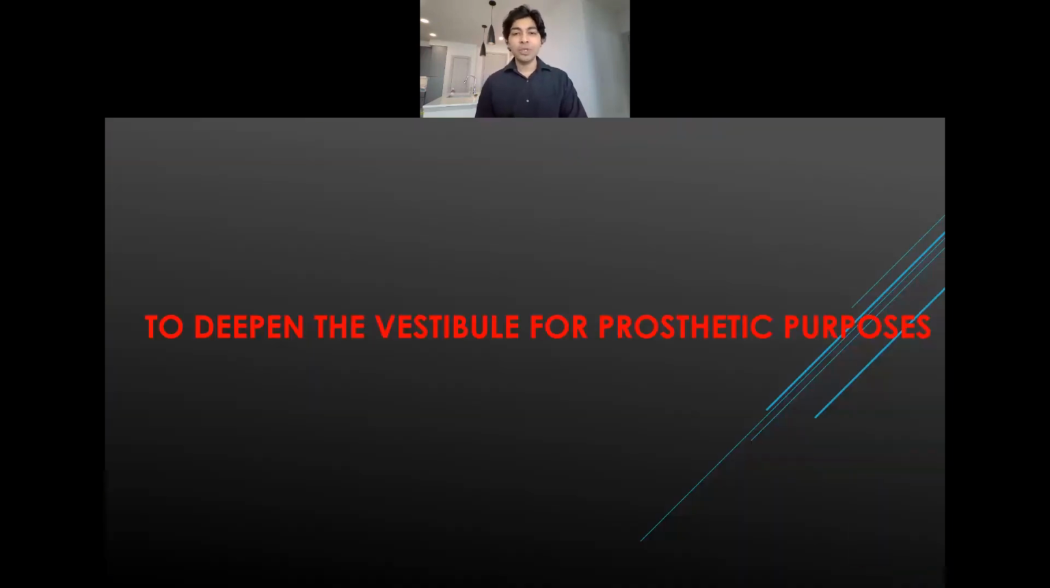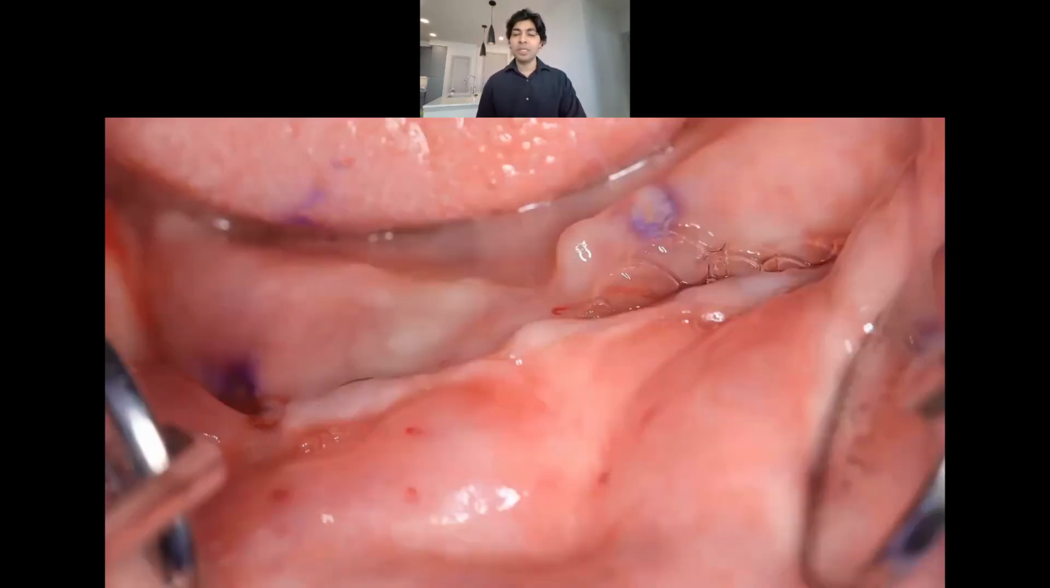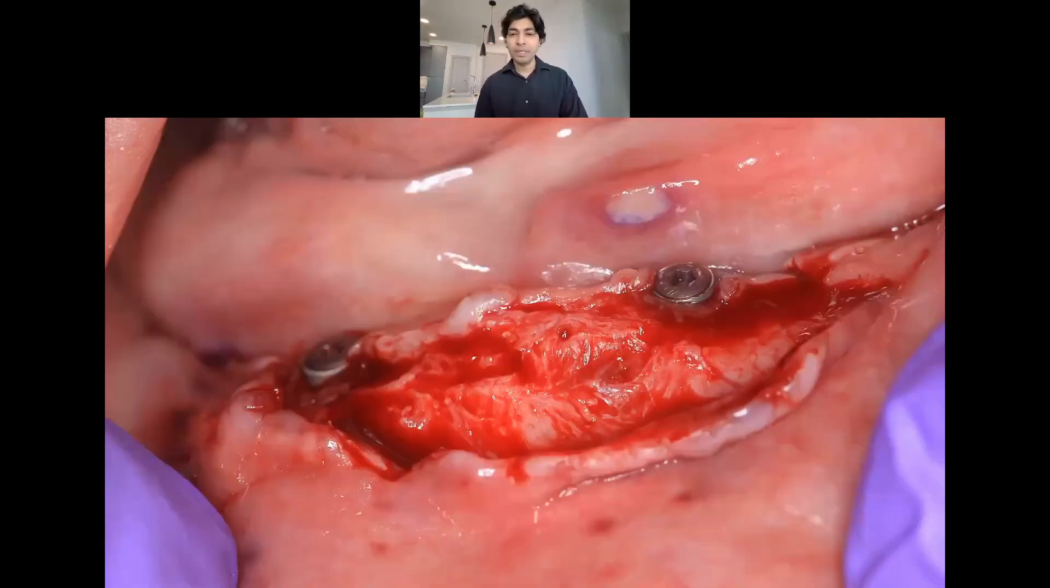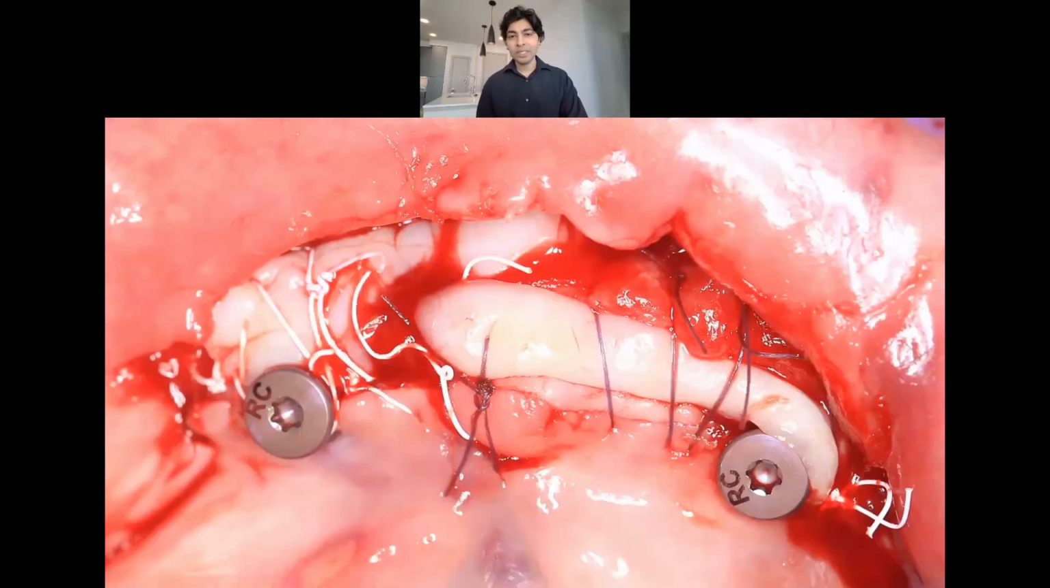The last indication is to deepen the vestibule for prosthetic purposes. Long-standing edentulous cases can lead to a severely resorbed jaw, and the patient keeps complaining that the dentures keep coming out. To deepen the vestibule, to get room for the flanges of the prosthesis, the treatment option is a free gingival graft. The patient already had the implant placement done, so I opened up the flap, harvested the graft from the palate, and secured the graft around the area of the implant.